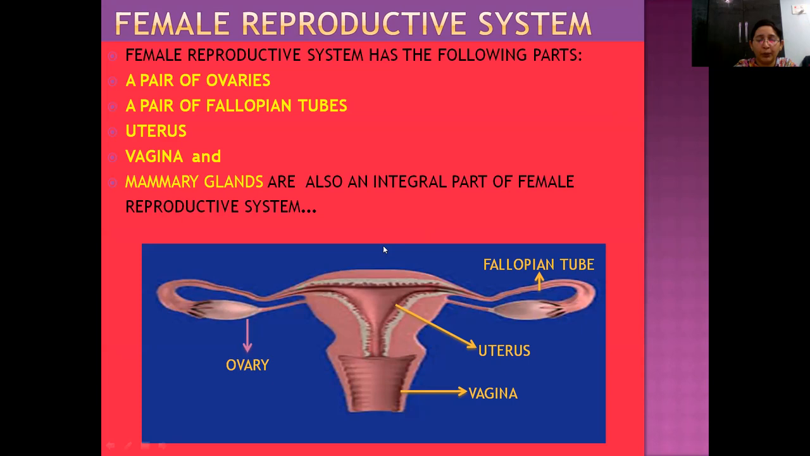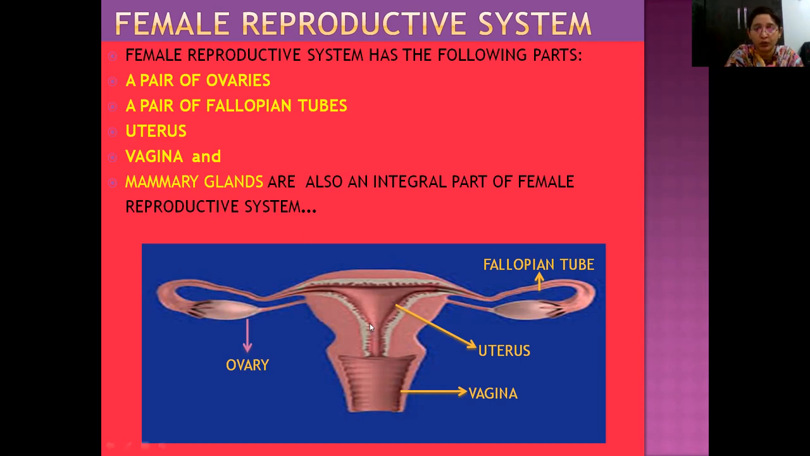Here you can see a figure. This is the female reproductive system. When we call something a system, it means a few parts are connected to each other to bring out a function, and all the parts together are called a system. Here all these parts are connected to each other and bring out a single function, which is reproduction. So it is called a reproductive system, and as it is present in females, it is called the female reproductive system.